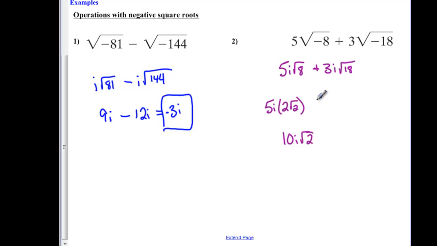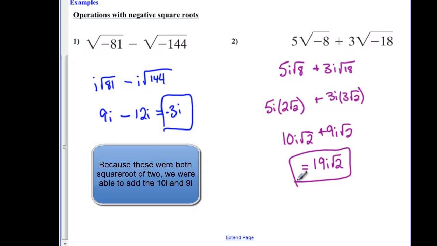All right, and then we have plus square root of 18 is what? Yeah, 3 root 2. So we have 3i times 3 root 2. So that's really plus 9i root 2. All right, hopefully you guys remember your rules about radicals. So what happened here? Yeah, so 19i root 2. How's that for a nice answer?